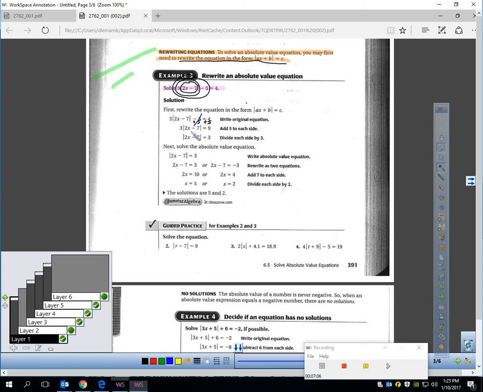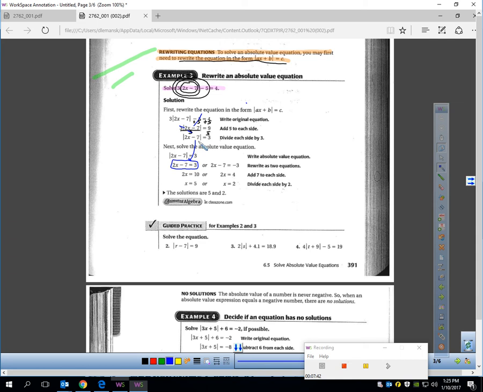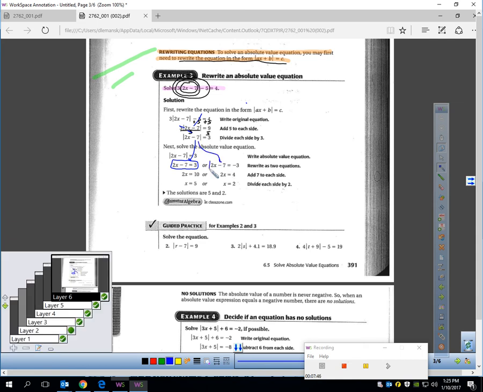is 9. Okay, now I don't want that times 3 outside the absolute value. I want the absolute value by itself. So I'll divide each side by 3. That will allow me to cancel the 3's on the left, and I get absolute value 2x minus 7 equals 3. Now, since the absolute value is by itself, I can write two equations, and I can get rid of the absolute value. Here's my first equation right here. It's 2x minus 7 equals positive 3. Here's my second equation. 2x minus 7 equals negative 3.